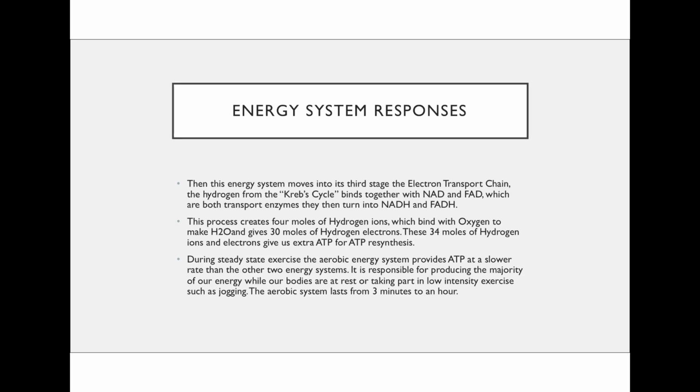During steady-state exercise, the aerobic energy system provides ATP at a slower rate than the other two energy systems. It is responsible for producing the majority of our energy while our bodies are at rest or taking part in low-intensity exercise, such as jogging. The aerobic system lasts for 3 minutes to an hour.